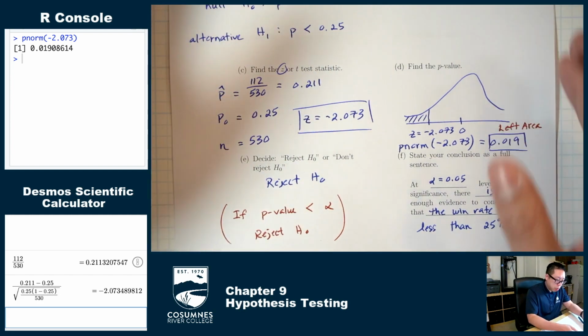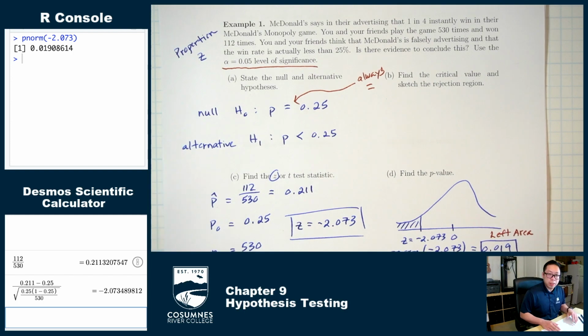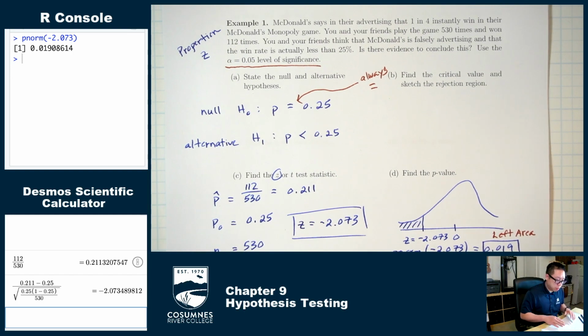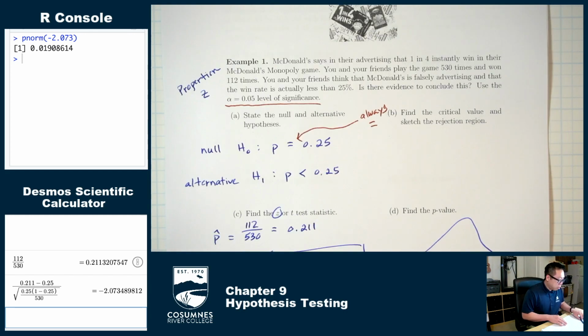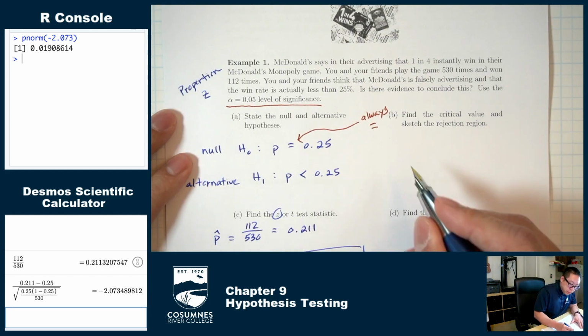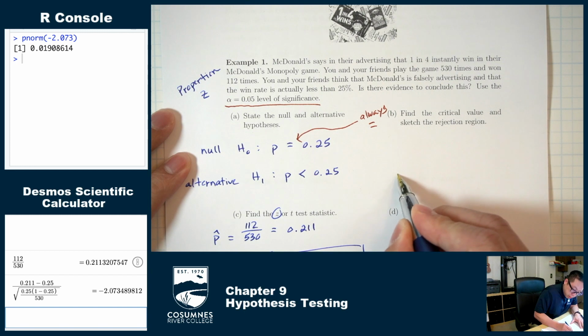Now, there's another approach called the critical value approach that also tells you whether to reject or don't reject. Okay, so the critical value approach, you're going to start off with the picture.